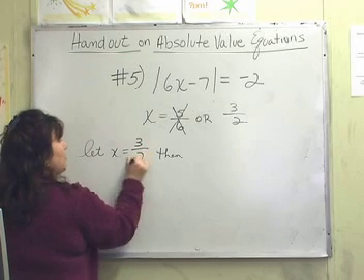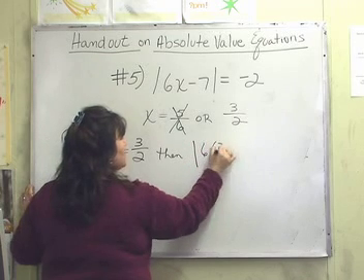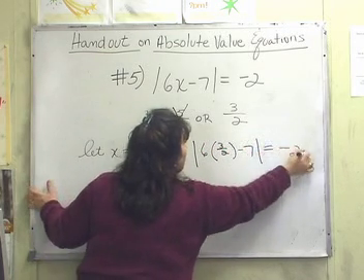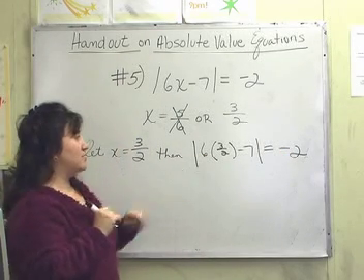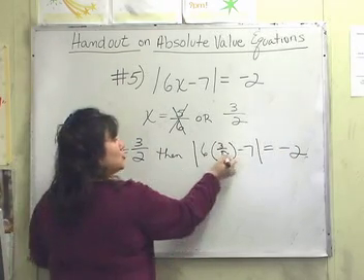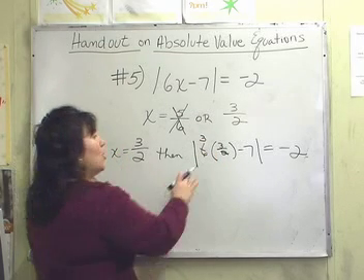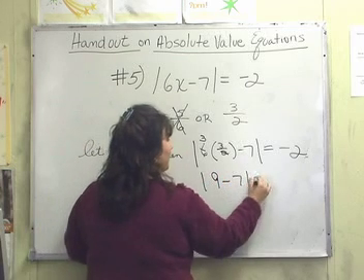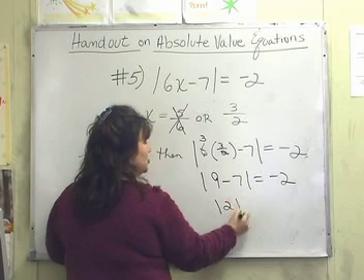Let x equal 3/2. Then when you substitute, you get 6 times 3/2 minus 7. Will it equal negative 2? In doing the computation, 6 times 3/2, 2 and 6 reduce to give you 3. 3 times 3 is 9. 9 minus 7 is 2.